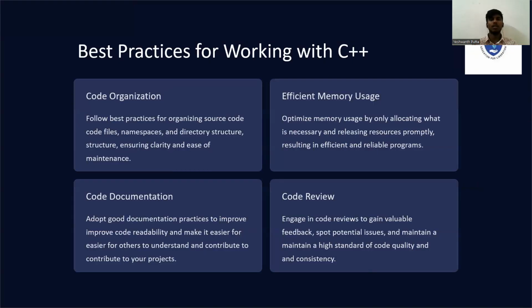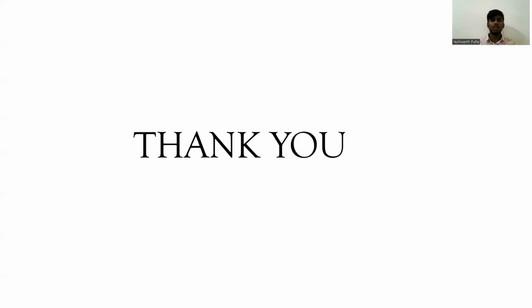Best practices for working with C++. Code organization. Follow best practices for organizing source code, files, namespaces, and directory structures, ensuring clarity and ease of maintenance. Optimize memory usage by allocating what is necessary and releasing resources promptly, resulting in efficient and reliable programs. Adopt good documentation practices to improve code readability and make it easier for others to understand and contribute to your programs.